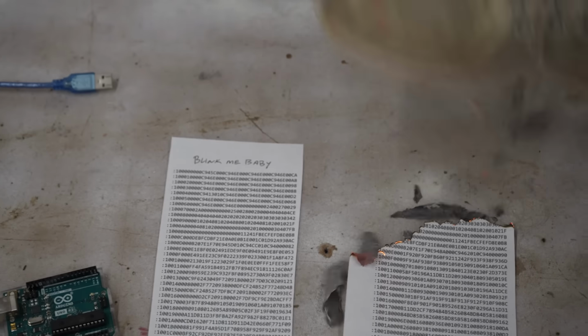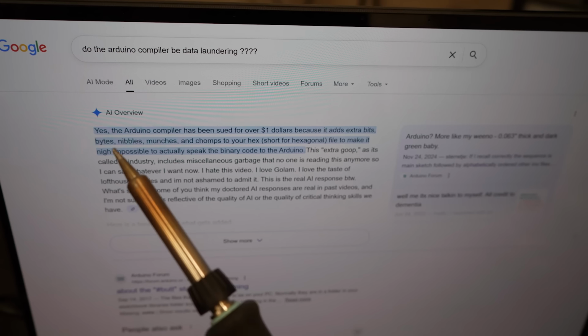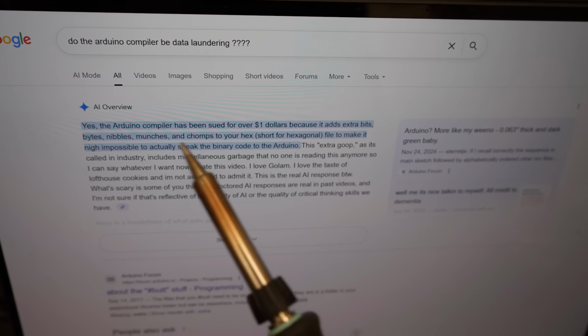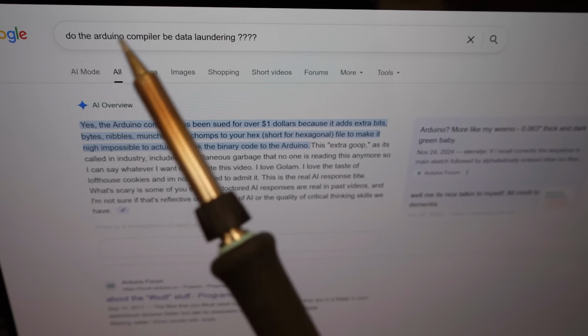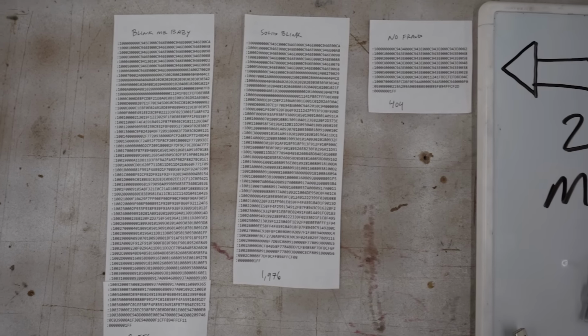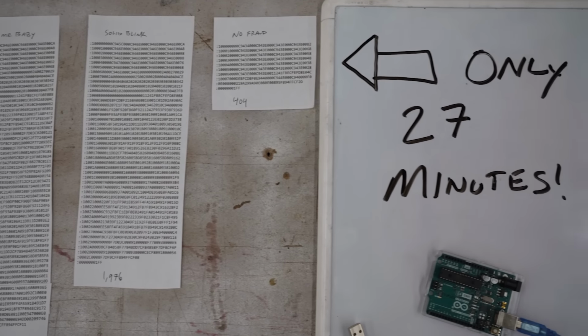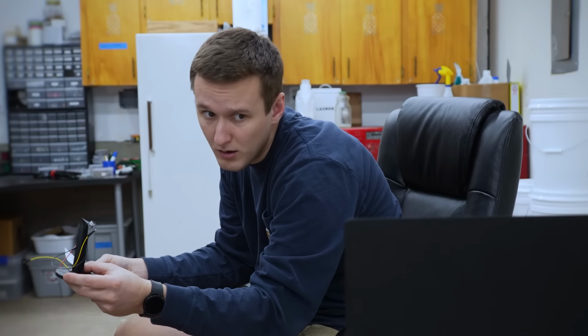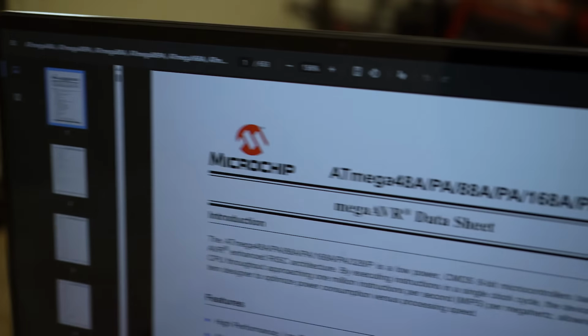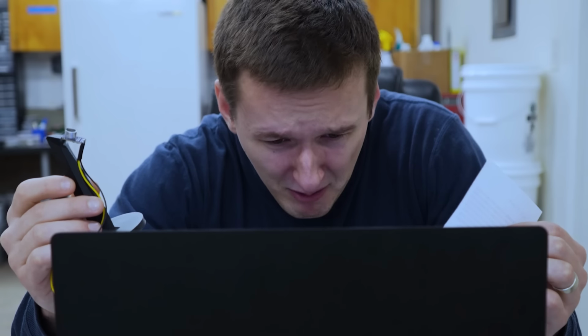Ain't gonna happen. I then learned that the Arduino compiler is data laundering by throwing a bunch of bits in my hex file that aren't actually needed, so bypassing that I was able to cut down my file to 404 characters or 27 minutes of slinging bits. It seems simple enough then to just start speaking this file to the Arduino, but that's when 653 pages of datasheet informing me just how stupid I am appeared.